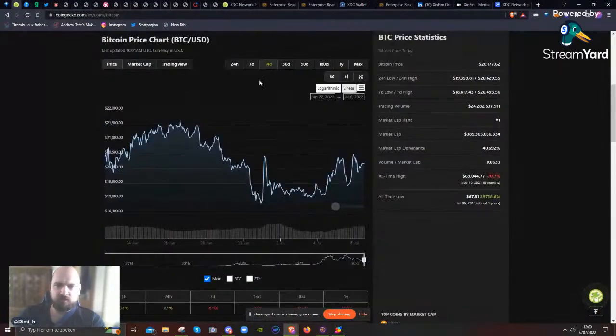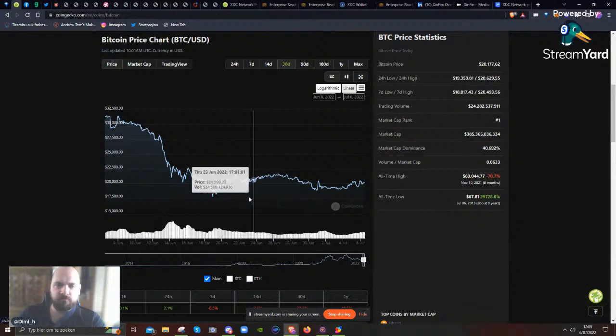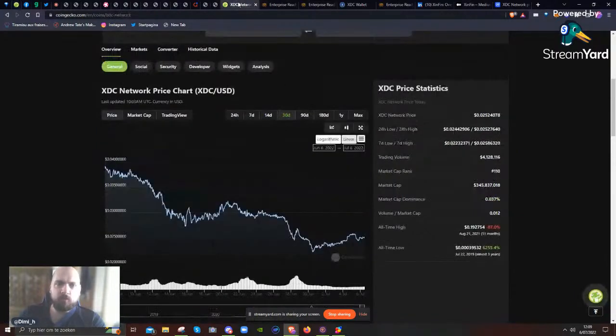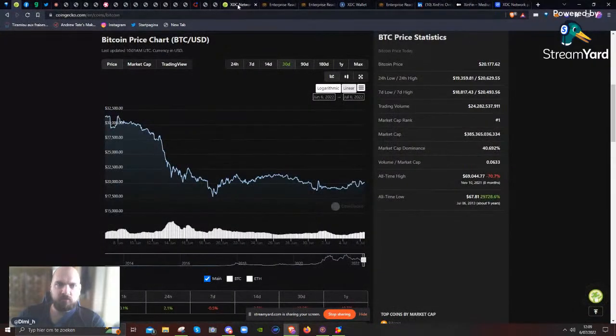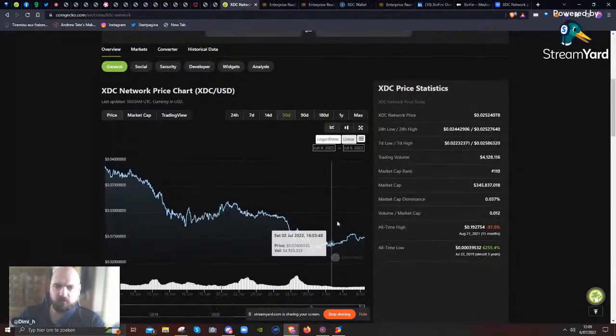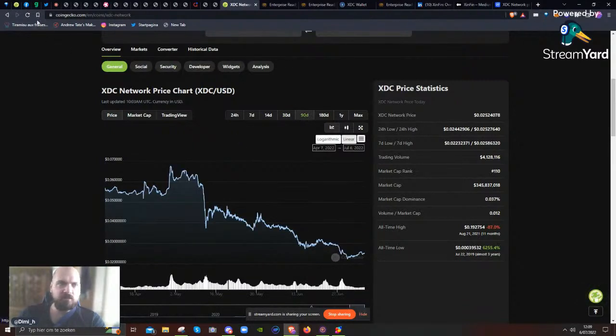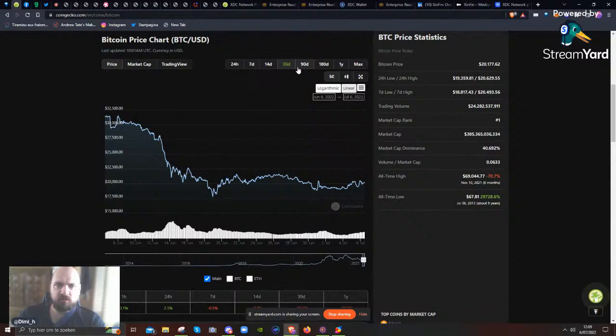30 days, so as you guys can tell, this one's more stable, whereas this one has some deviancy, lower low, but recovering. As you guys can tell, it's following the market quite closely.